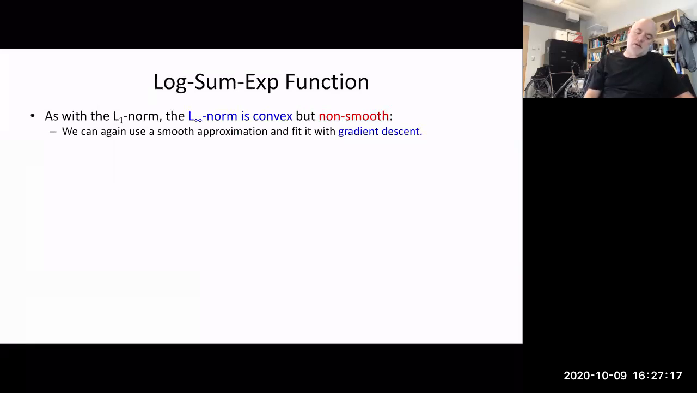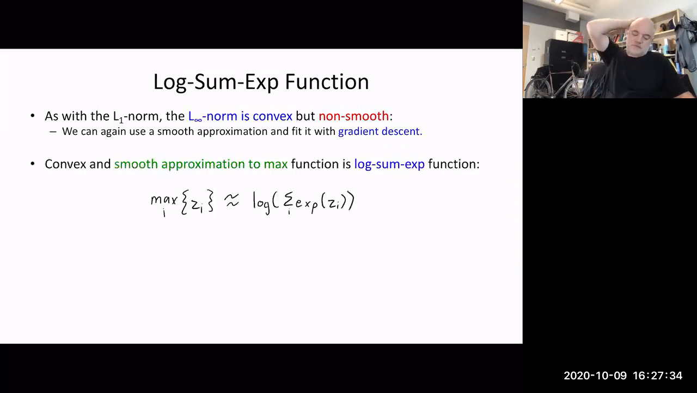As with the L1 norm, the infinity norm is convex but non-smooth. You've got the max in there and absolute values and all sorts of stuff. So we can again use a smooth approximation to it and fit it with gradient descent. And this is really such a beautiful way to introduce this. A convex and smooth approximation to the max function is the log-sum-exp function. So let's look at this.